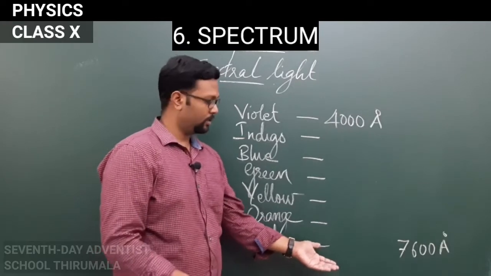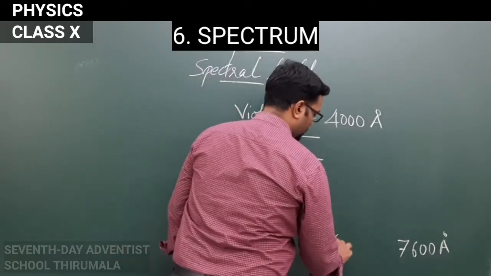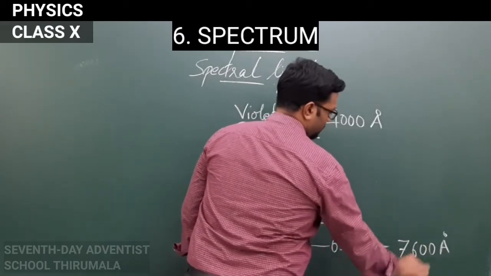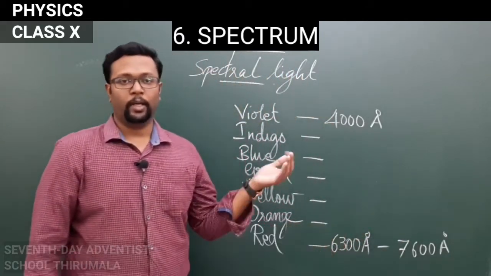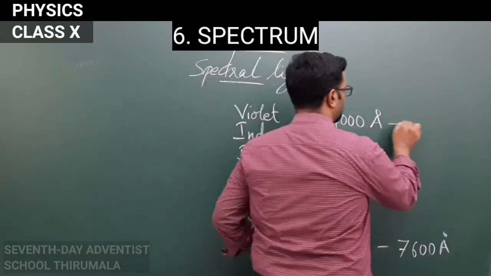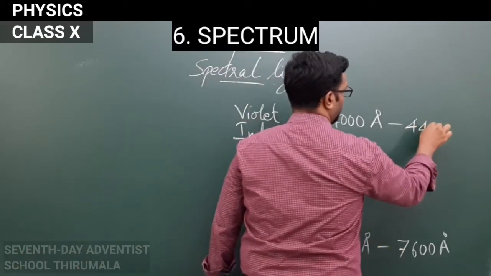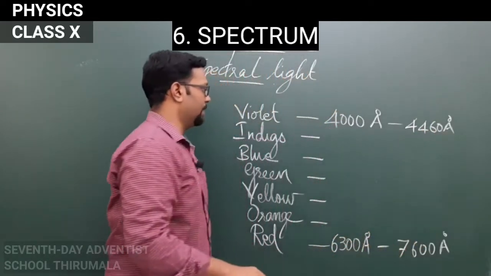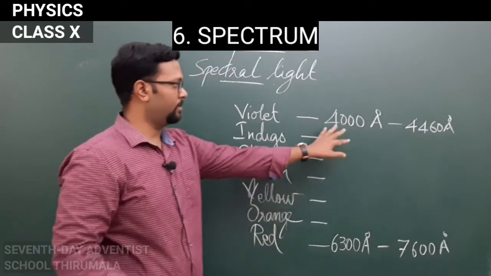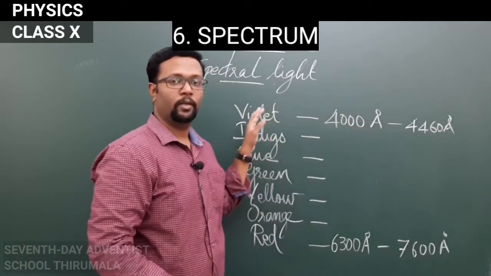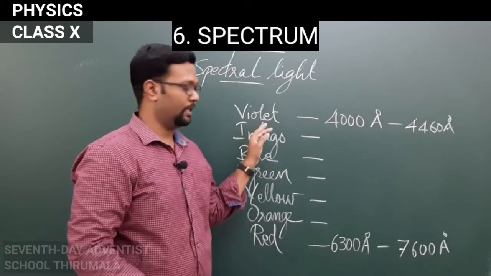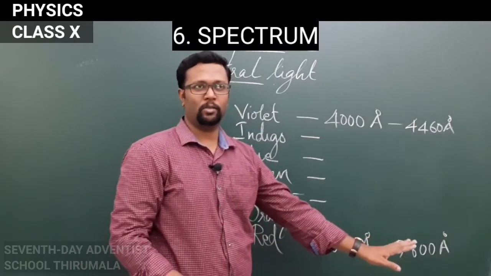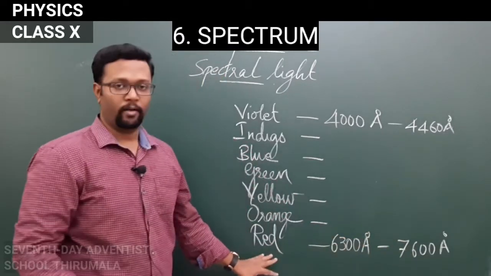It ranges from 6300 Armstrong unit to 7600 Armstrong unit. And violet light is usually from 4000 to 4460 Armstrong unit. And other colors fall in between. Just remember this value. 4000 is the wavelength range of violet, and 7000 to 8000 is the wavelength range of red.